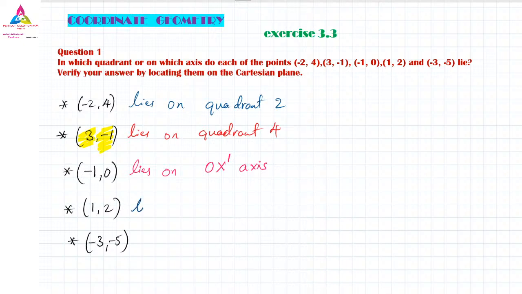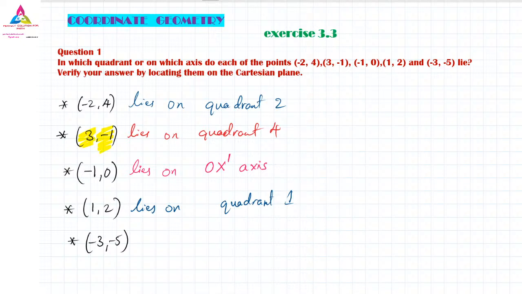1 and 2 lies on, both are positive. So which quadrant? So it is a quadrant now, because we don't have a 0 over there. So where will it lie now? Yes, 1, 2 lies in which quadrant? Yes, quadrant number 1, the first quadrant. Quadrant 1, you write it down.